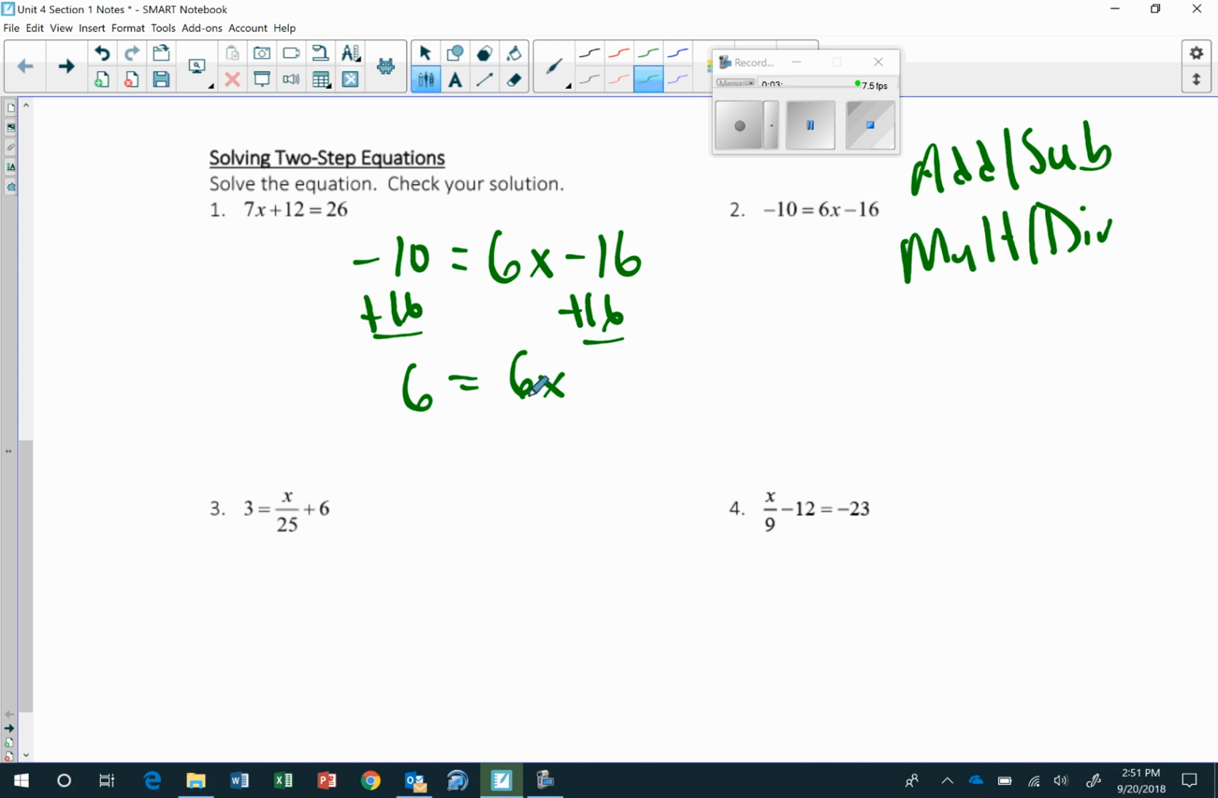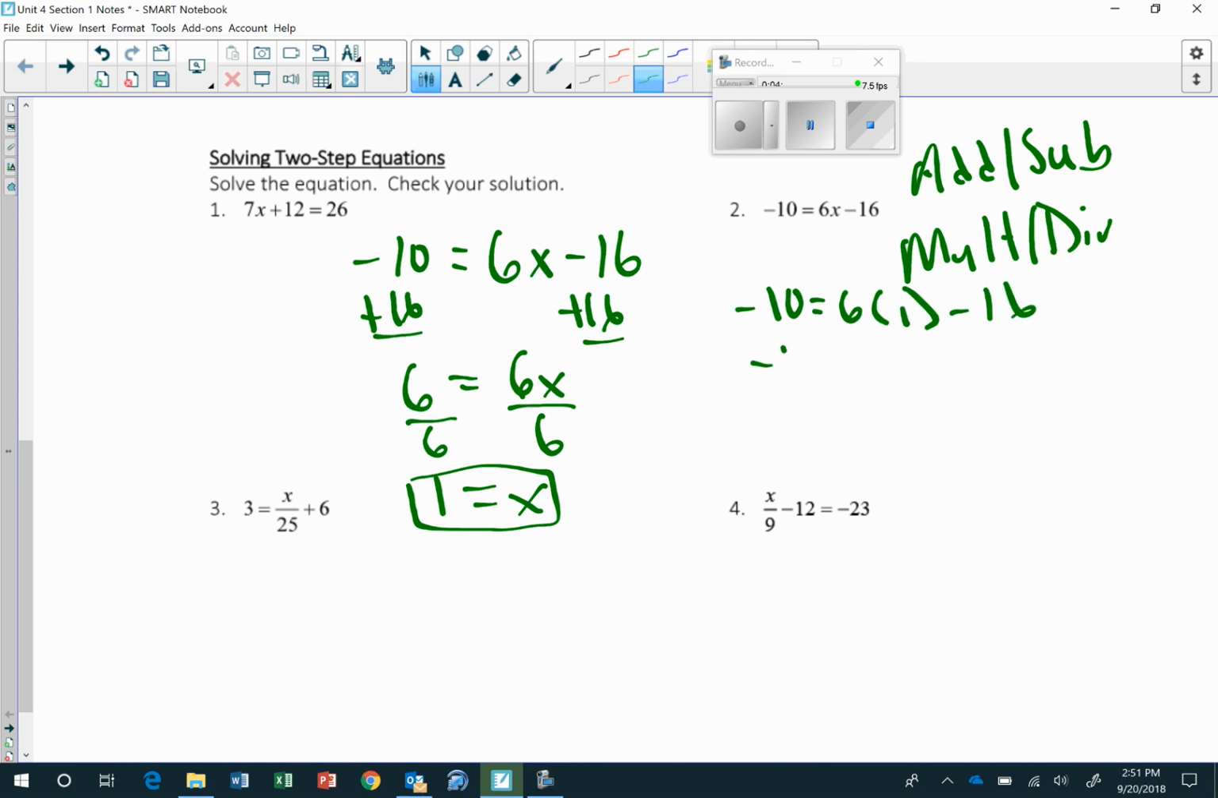I added or subtracted. In this case, I added, so now I need to multiply or divide. In this case, I'm going to divide to get x by itself. So I'll get 1 equals x. When I plug that in to check, I get negative 10 equals 6 times 1 minus 16. Negative 10 equals 6 minus 16. And so I wind up with negative 10 equals negative 10. So I know I did it correctly.